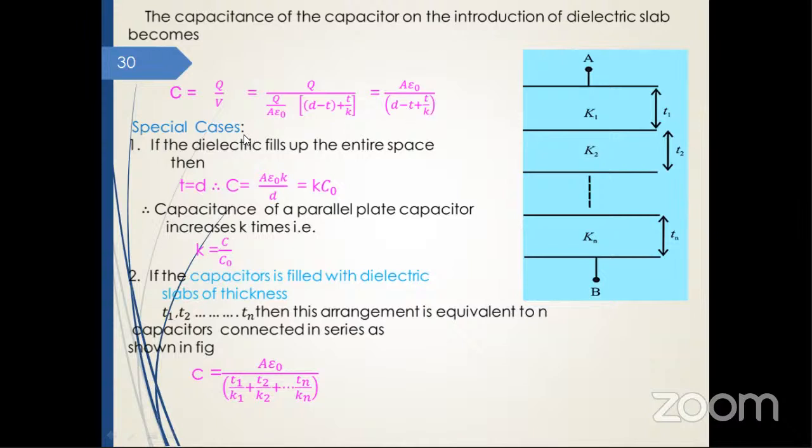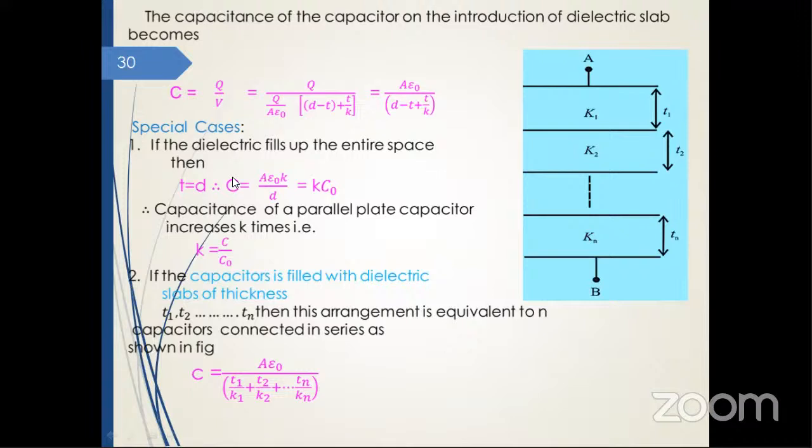And see the special cases. If the dielectric fills up the entire space, then what happens? म्हणजे थिकनेस इतकाच काय होणार आहे, डिस्टन्स डी, दॅट मीन्स टी ची व्हॅल्यू डी इतकी होणार आहे. त्यामुळे इथे जे आहे डी मायनस टी इथे 0 होणार आहे. Okay, therefore the capacitance is equal to A epsilon naught K divided by D. Why D? Because T is equal to D. D divided by K, K goes on the upper side. Therefore, the equation becomes A epsilon naught K divided by D.